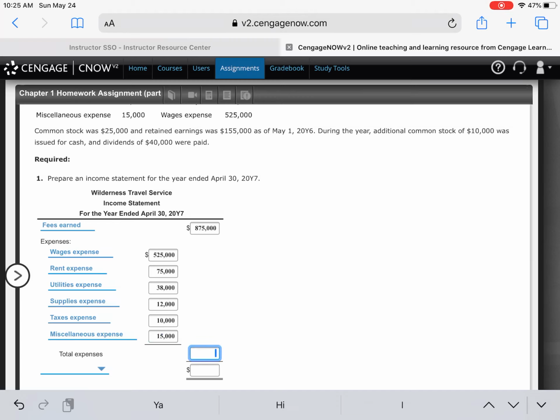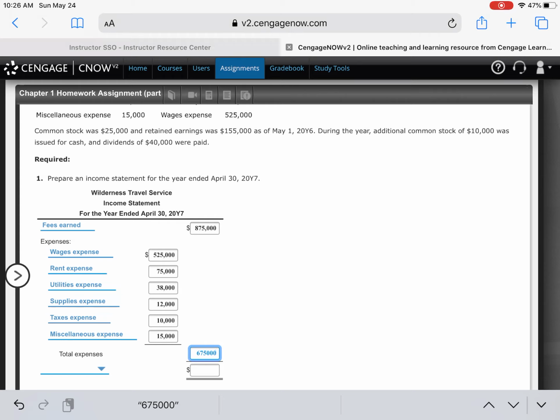Remember, our financial statements have subtotal and total columns. So the reason why we see our fees earned in that far right column is because we only have one total revenue. So it goes right into our total column. Since we have more than one expense, we need to add up those total expenses, and that total value is going to go into our total column. So we add up our total expenses, and in total we have $675,000 in total expenses.